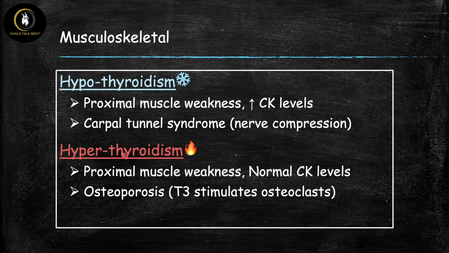Whereas in hyperthyroidism, this is not so much associated with carpal tunnel syndrome, rather with osteoporosis, and that's because T3 actually stimulates osteoclasts, which are the bone cells that stimulate bone resorption. So this is going to lead to breakdown of bone and osteoporosis in hyperthyroidism.